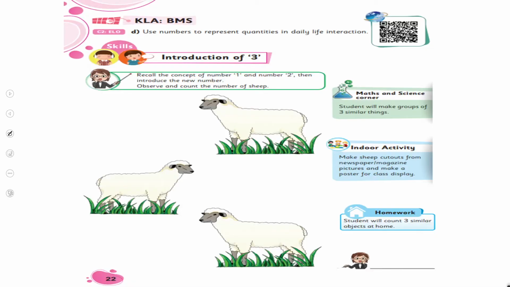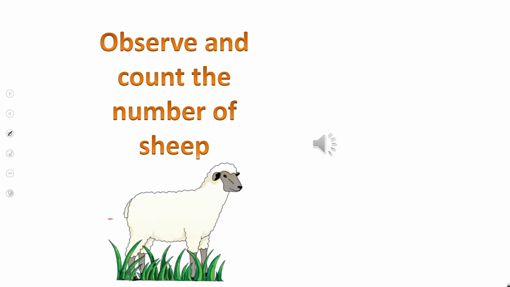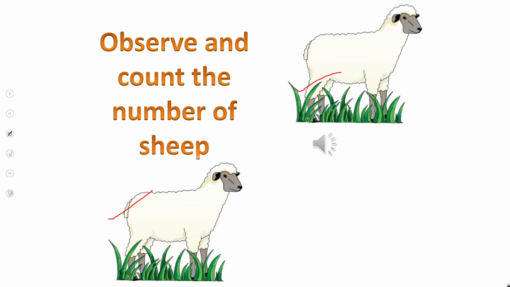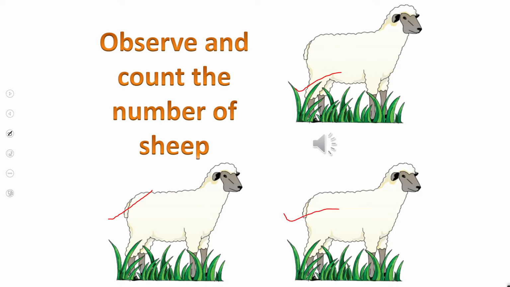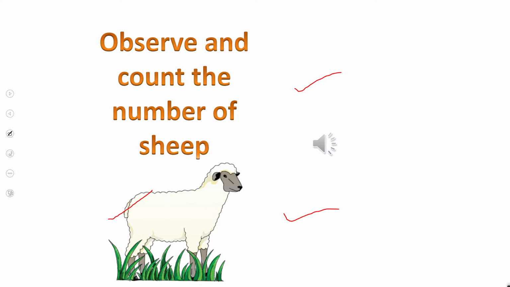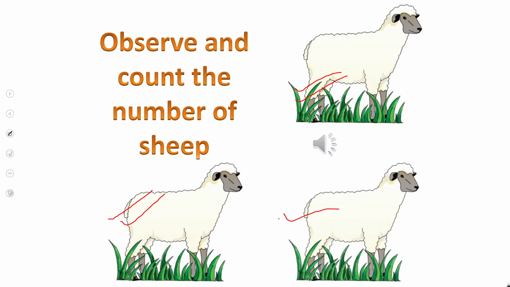So this is our page number 22 on our book. And can you see the sheeps on your book? Let's count them. 1, 2 sheeps, and 3. So how many sheeps do we have? 3 sheeps. Let's count them once again. 1, 2, and 3. So how many sheeps we just counted?